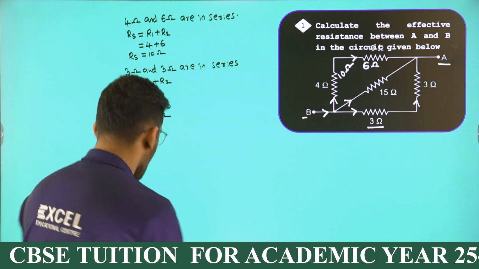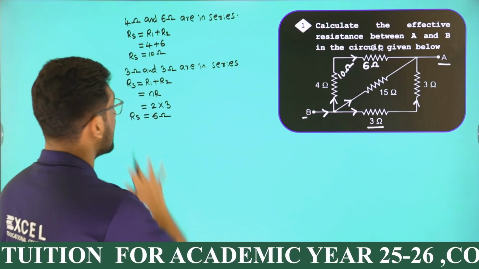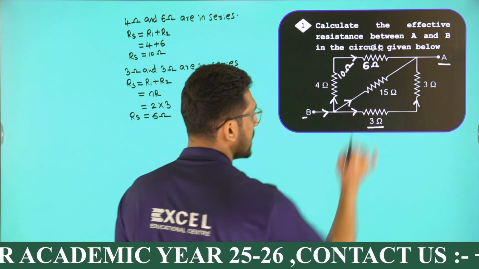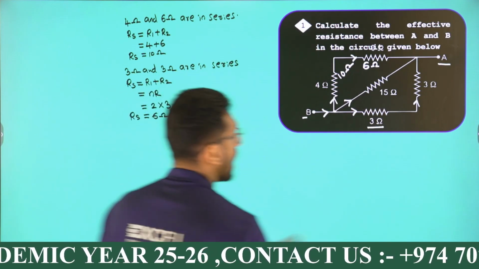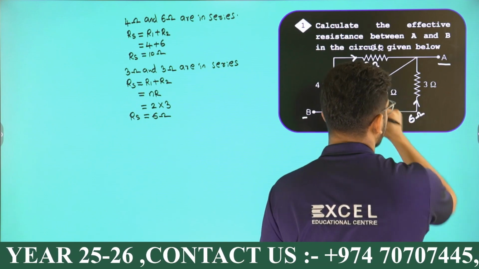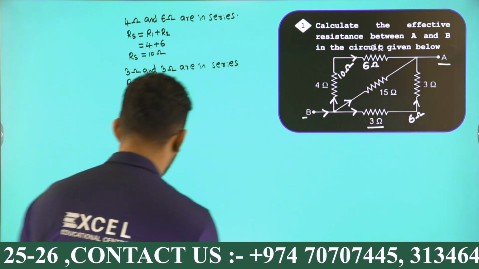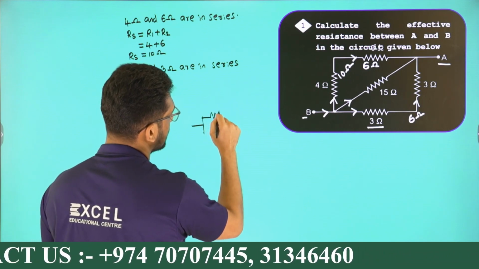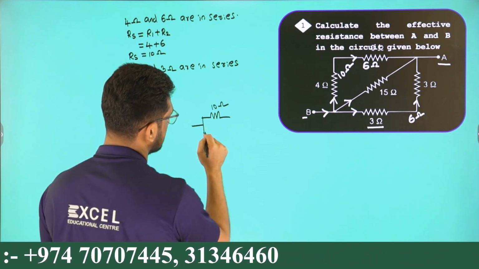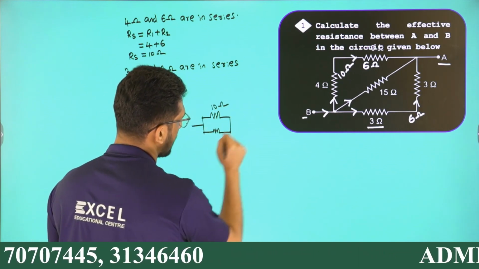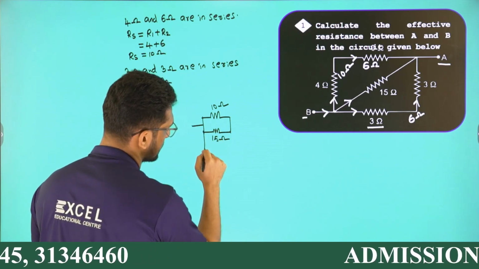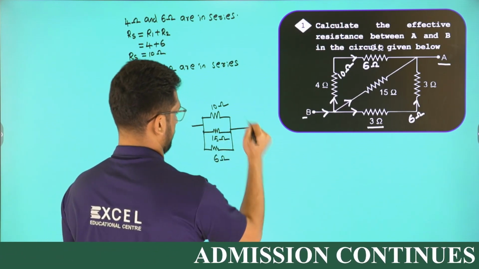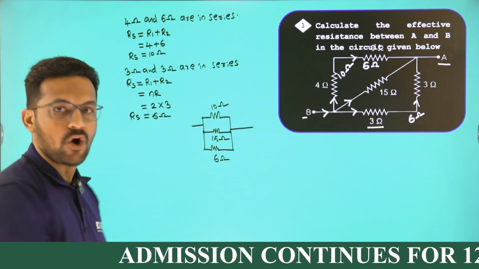Okay, now I am going to redraw the figure. There is a 10 ohm here, a 15 ohm, then another 6 ohm resistor here. How to redraw this? This is a 10 ohm resistor in parallel with the 15 ohm resistor. That is in parallel with the 6 ohm resistor. What is this combination?